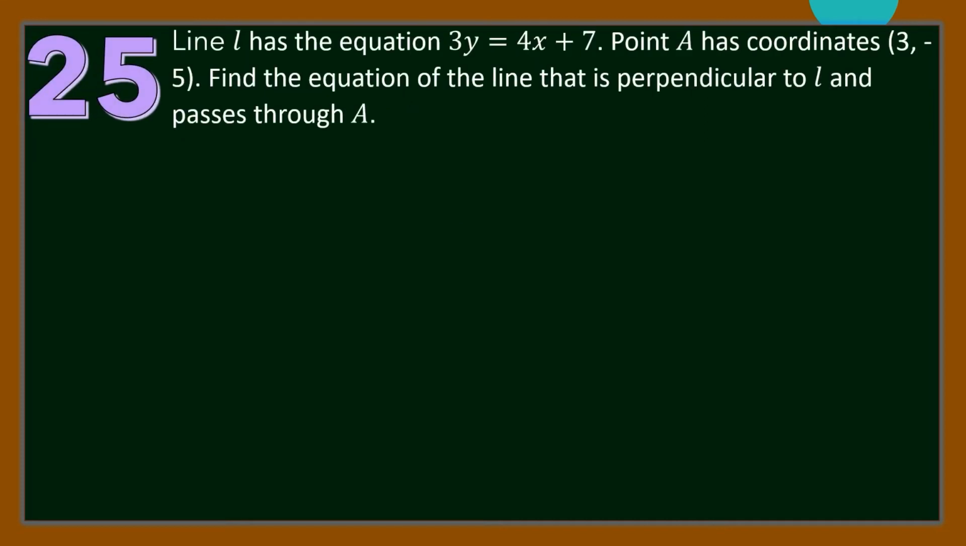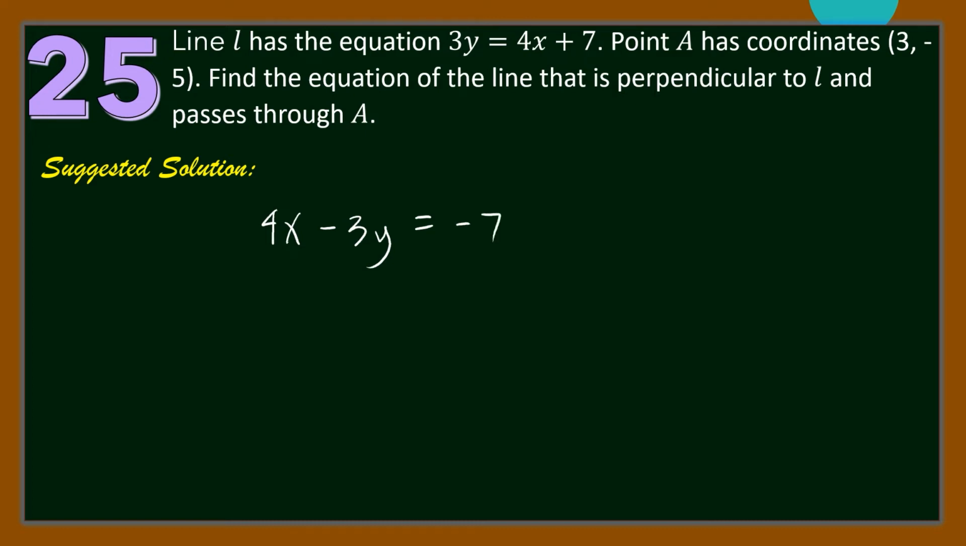Number 25. Line L has the equation 3y equals 4x plus 7. Point A has coordinates (3, -5). Find the equation of the line that is perpendicular to L and passes through A. For our solution, let us rewrite the equation of L in standard form. That is 4x minus 3y equals negative 7.